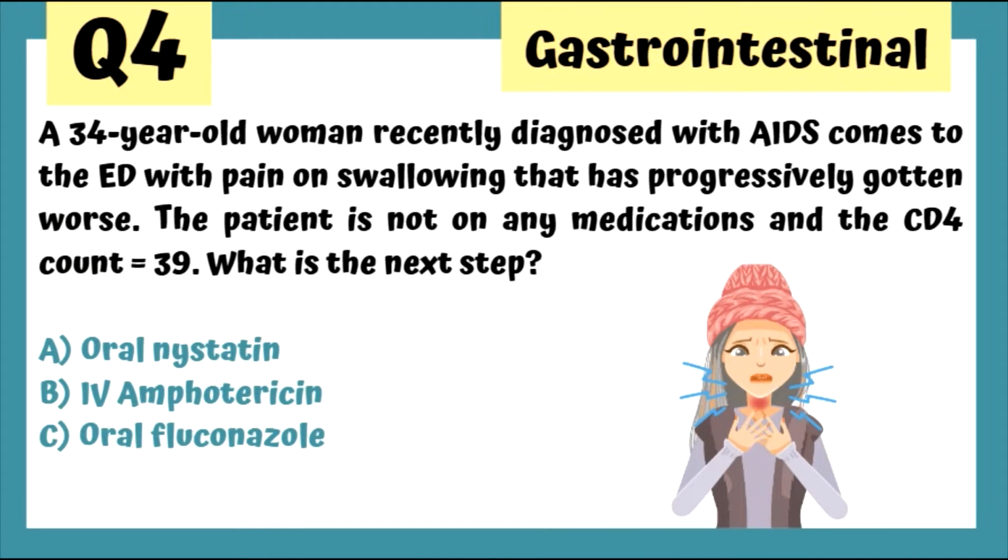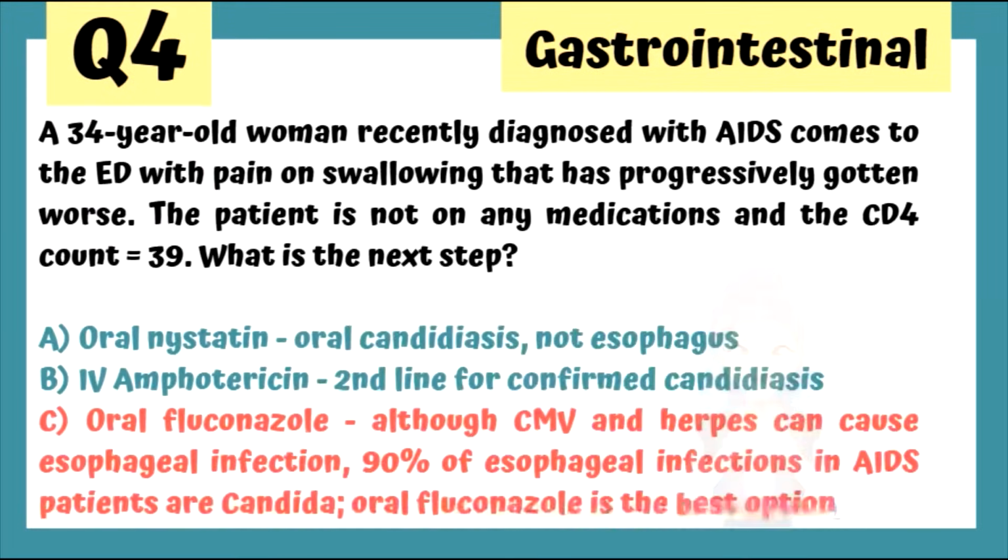And the answer is, for an AIDS patient that has esophageal infection, we want to give oral fluconazole to treat the candida, because AIDS patients that have sore throats is usually due to candida, at least in 90% of the cases, and that's why we give fluconazole for the candida, as opposed to nystatin. That's for oral candidiasis, not the esophagus, and amphotericin is second line.